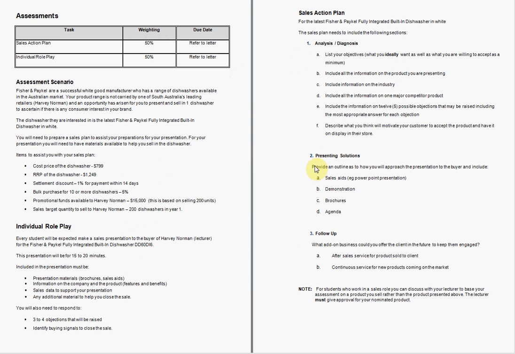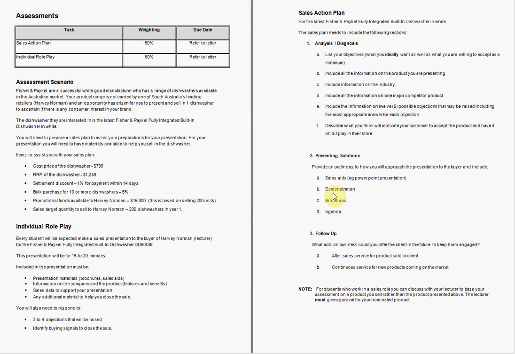The second part of your action plan is presenting the solutions. So what we're looking at here is you need to outline the approach you would take if you were presenting to the buyer. Talk about the sales aids that you will use, whether it's PowerPoint presentations, a slideshow, or little charts that you want to show them. So they're the sales aids.